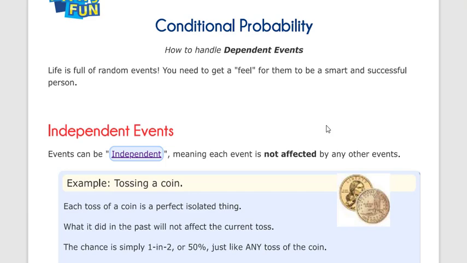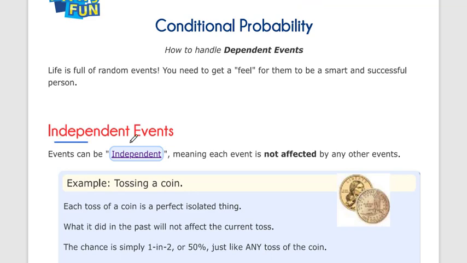Now in this lecture we will discuss conditional probability, which is how to solve dependent probability, dependent events. It's also called conditional probability. Condition means it depends on others. First of all, let's start with the basics of what independent and dependent events are. Then we will study what conditional probability is, how to find it, what the formula or equation of conditional probability is, and its related examples.